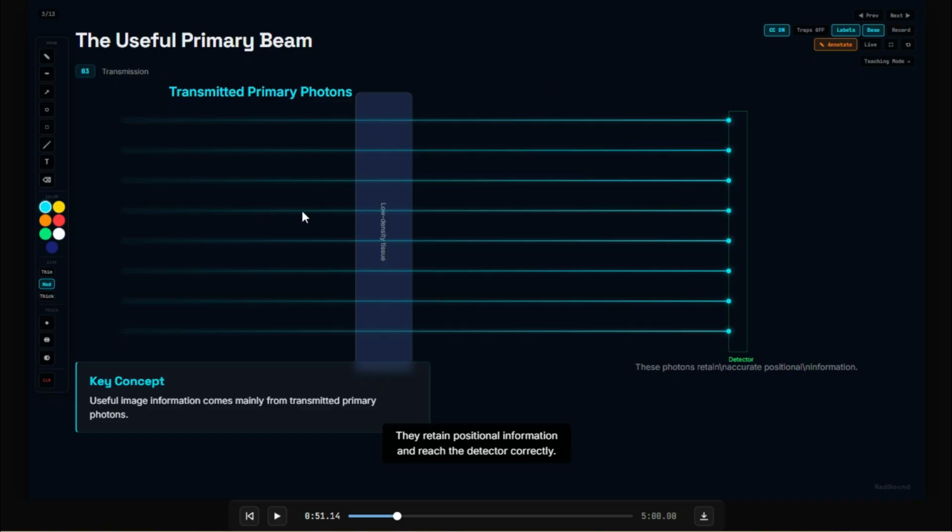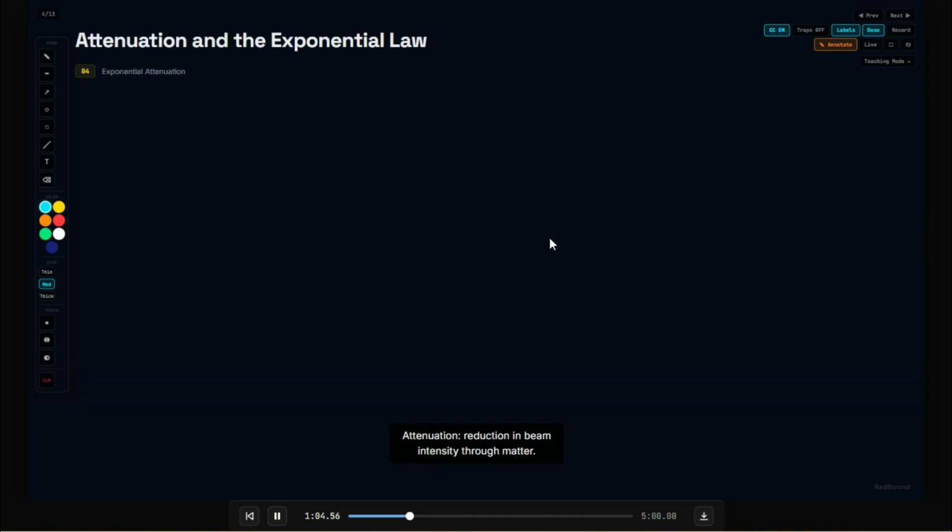The photons that pass through the patient without any interaction are called transmitted primary photons. These photons retain accurate positional information. They strike the detector at the correct location. So the useful image information comes mainly from the transmitted primary photons. This is very important for the FRCR exam. As you can see, we have the useful image maintained at the detector because of the transmitted primary photons. Next, what happens when attenuation occurs?